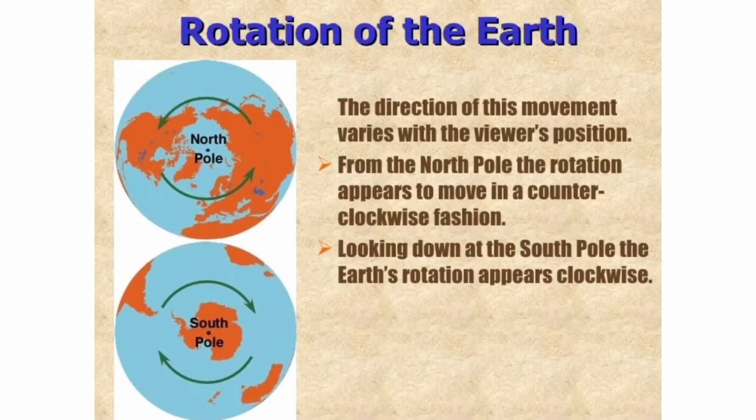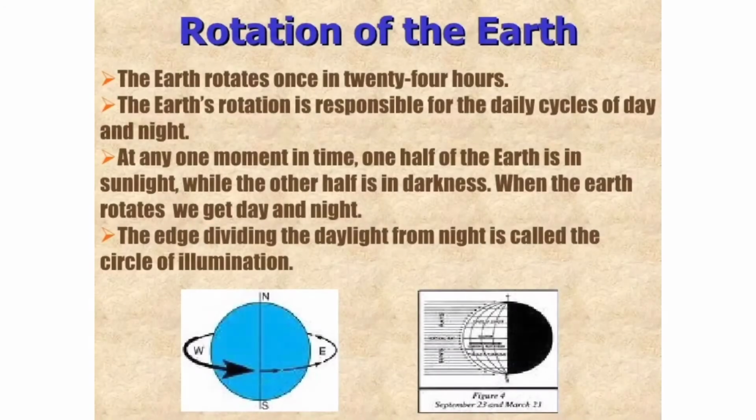The direction of this movement varies with the viewer's position. From the North Pole, the rotation appears to move in a counterclockwise fashion. Looking down at the South Pole, the Earth's rotation appears clockwise. The Earth rotates once in 24 hours.